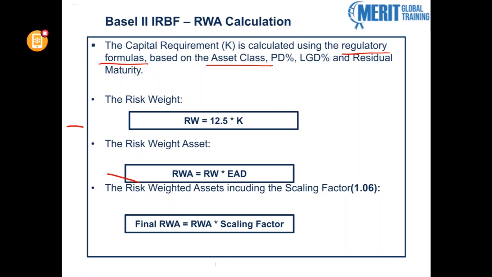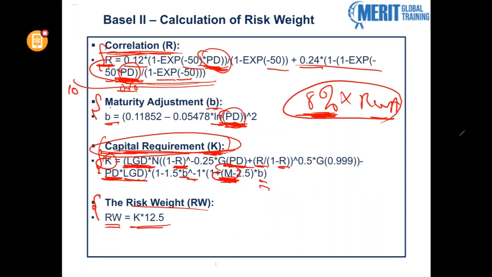Okay, so this correlation, maturity, and capital requirement calculation is only for wholesale customers. Please note that it's only for wholesale customers. We will look at the capital requirement derivation or calculation for retail customers under the advanced approach. We are not looking at it under the foundation approach, if you remember, because we don't report retail exposures under the foundation approach.